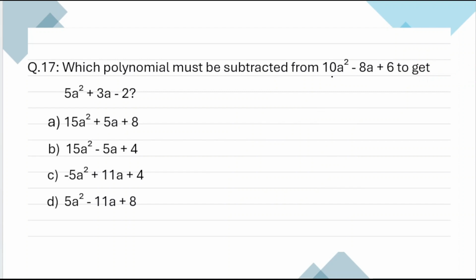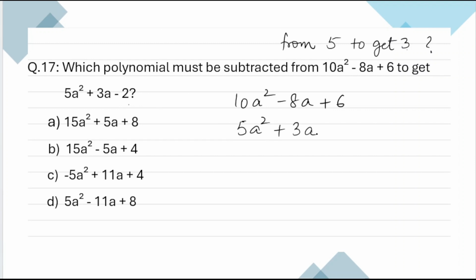Which polynomial must be subtracted from this to get this polynomial? Again, think of some small, easy numbers. If I say which number must be subtracted from 5 to get 3, you will say 2. What is your strategy? 5 minus 3 is equal to 2, and that's my required number. So from this 10a square, apply the same logic. I want to get this polynomial, so subtract this polynomial, 5a square plus 3a minus 2.